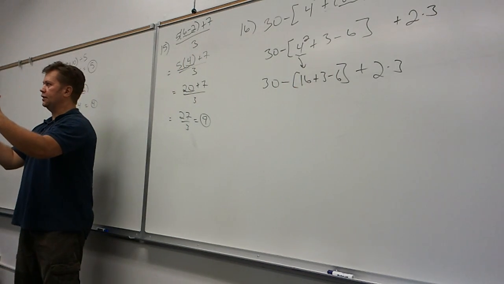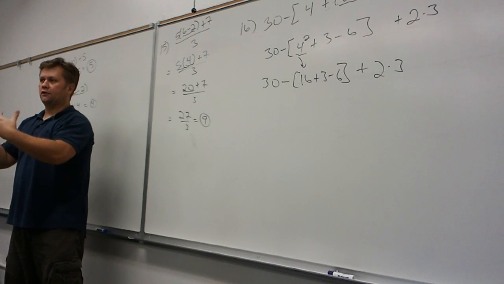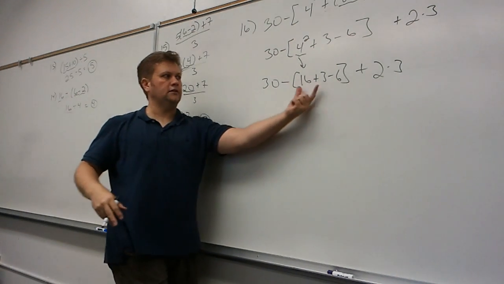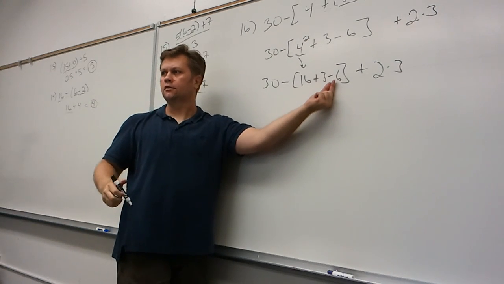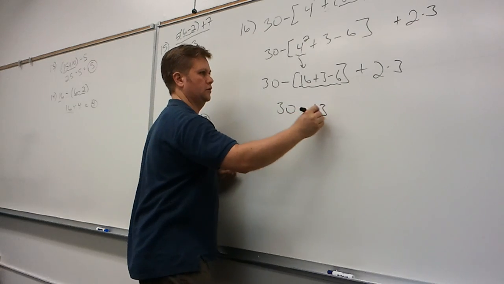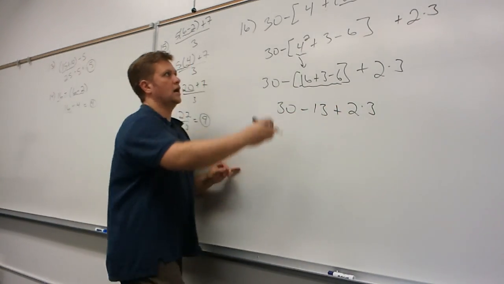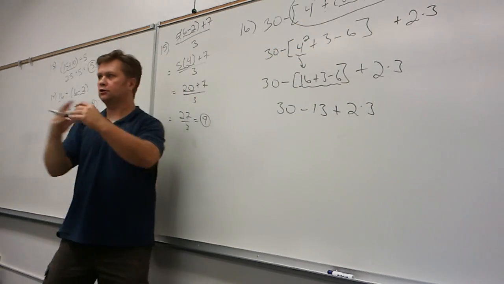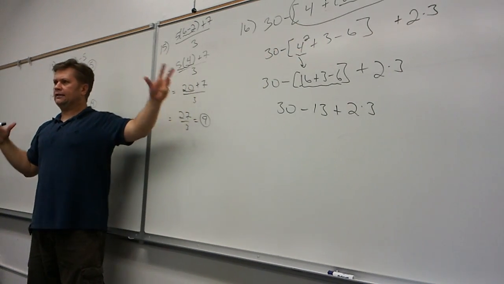And I'm still not done in those parentheses yet. Let's see if we can do it all in one step. 16 plus 3 is 19 minus 6 is 13. So this whole thing is 13. So now I took this whole ugliness and I made it into a number. Now I can actually do something with it. But what can I do next?